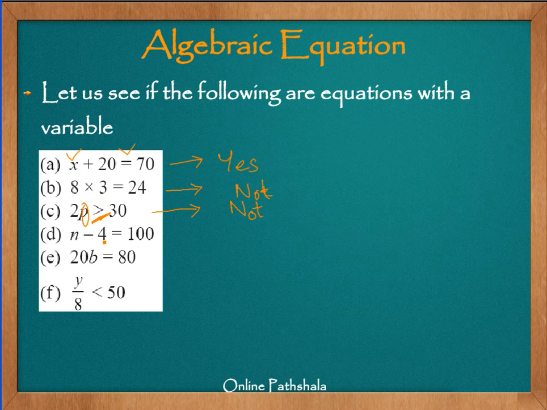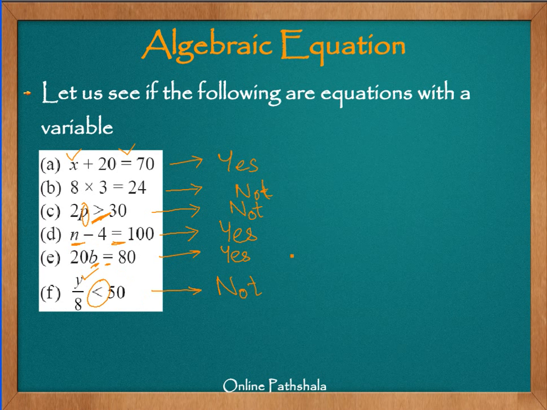Let us look at problem D, which says n minus 4 equals 100. Does it have a variable? It does have a variable n. It also has an equal to sign. So yes, it is an algebraic equation. How about problem E, where we say 20b equals 80? It does have a variable as well as an equal sign. Therefore, it is an algebraic equation. And if we have a look at problem F, where we have y by 8 is less than 50, it does have a variable, but the equal to sign is not there. Instead, we have this less than sign. So this is not an algebraic equation.